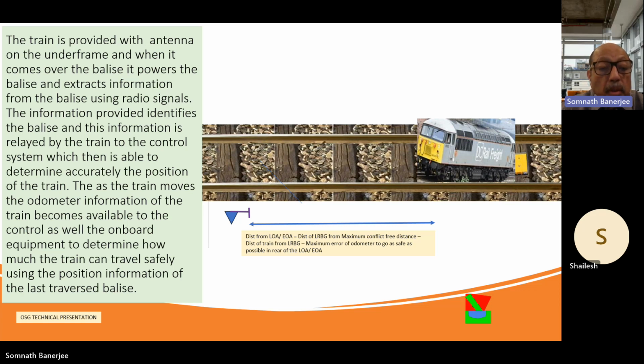And as the train moves, the odometer information of the train becomes available to the control as well as to the onboard equipment to determine how much the train will be able to travel safely based on the position information of the last traversed balise. This last traversed balise is called the LRBG, last reference balise group, and the entire safety of the system is actually based on the distance a train is allowed to move from the LRBG.